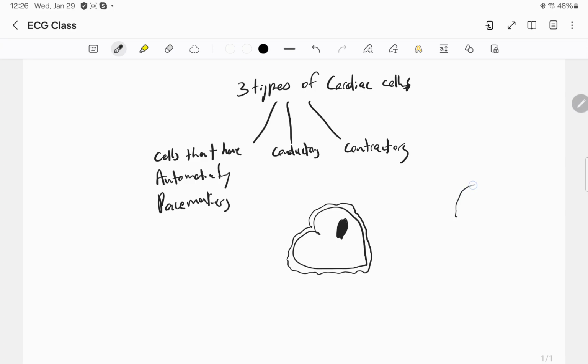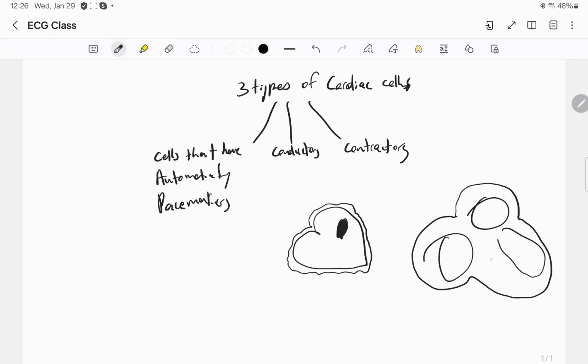So those pacemaker cells are what is basically found in the SA node that we mentioned already, right? So these pacemaker cells, when they depolarize at regular intervals, set off the wave of electrical activity in the atrium that thereafter goes to the AV node, is held there briefly, and then spreads to the ventricles, right? That's the pacemaker cells.